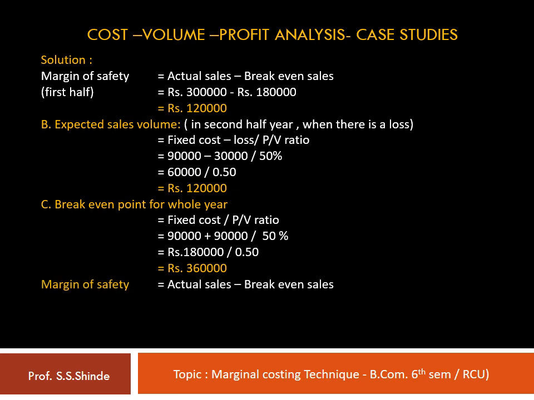The margin of safety for the whole year therefore would be actual sales minus break-even sales. So the actual sales for the whole year is 3 lakh rupees in the first half and 1,20,000 as calculated earlier in the second half, minus 3,60,000. So that works to 4,20,000 minus 3,60,000. That's equals to rupees 60,000.